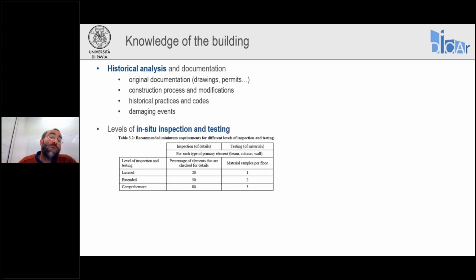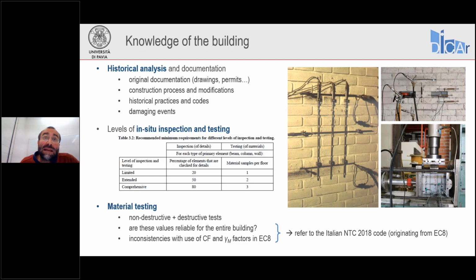Then, as I was saying, we will have to carry out on-site investigations, inspection of details, material testing, and the Eurocode provides us another table which guides us on the amount of elements that need to be investigated in order to reach these limited, extended, or comprehensive levels of inspection and testing. And finally, in terms of material properties, it's always the case to carry out some non-destructive and destructive tests on the building, different amount depending on the knowledge level that we want to reach.